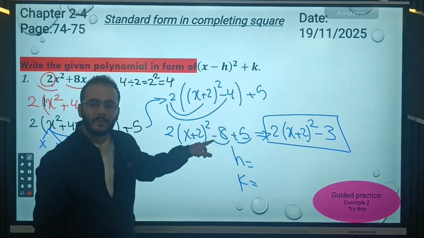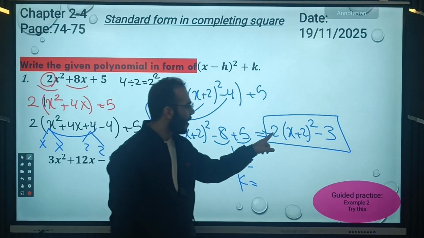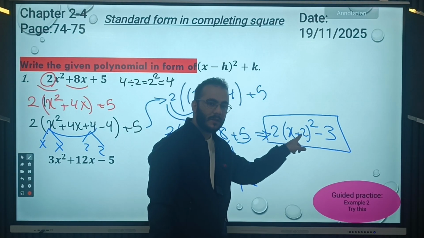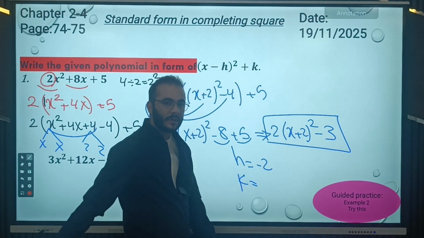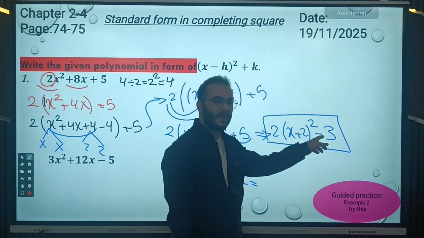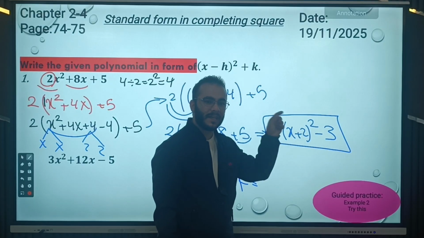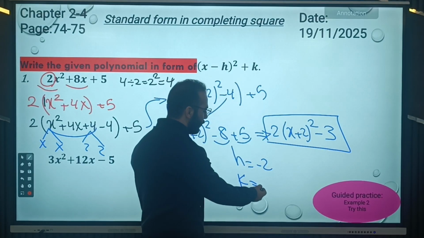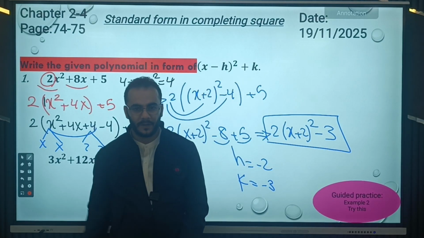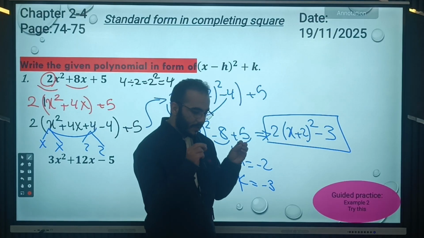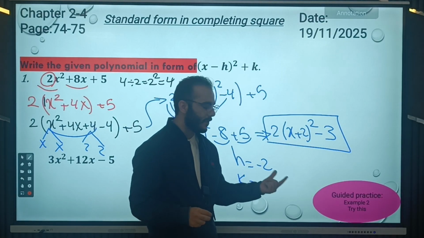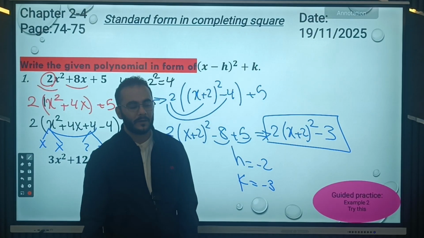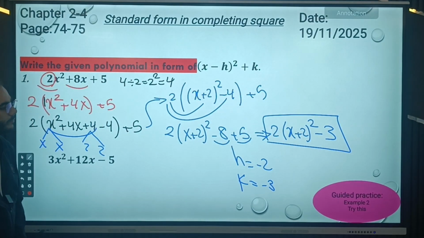I might ask you, what is the value of h and what is the value of k? What did we say about them? We said h equals the opposite number inside. What is the opposite of positive 2? Negative 2. And whatever is outside the bracket is exactly the value of k, which is negative 3. So the opposite of inside equals h, and the exact amount outside is the value of k, which is negative 3 over here.